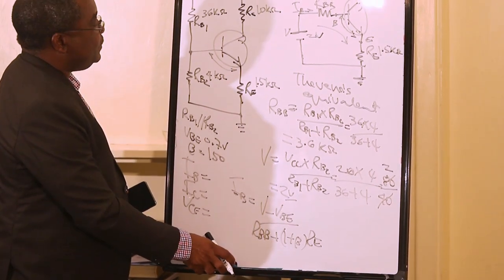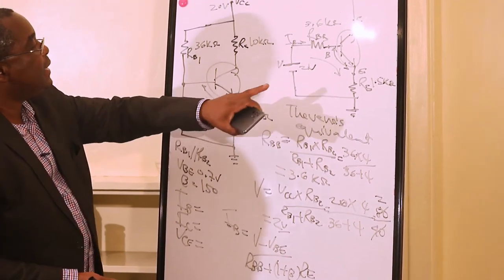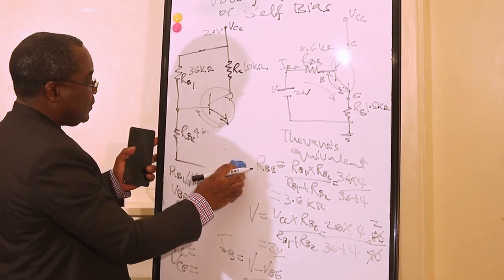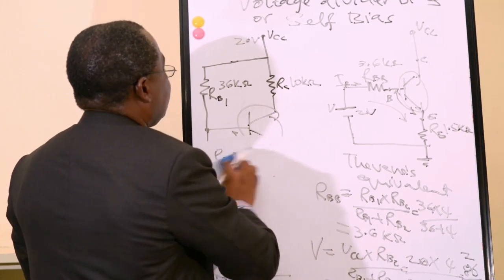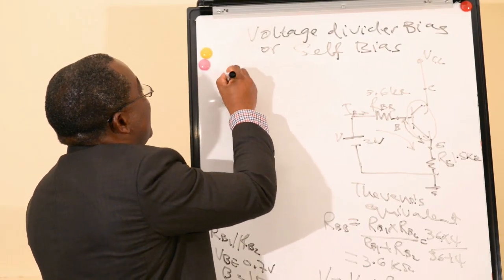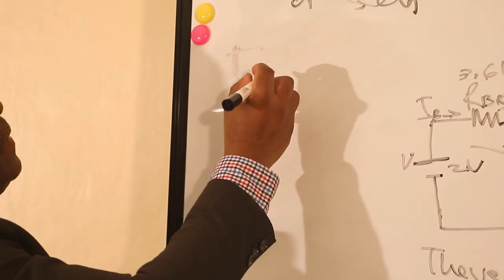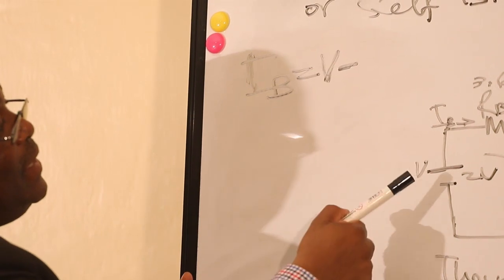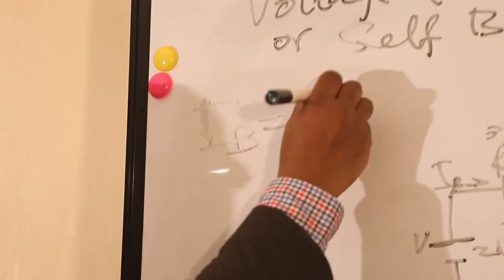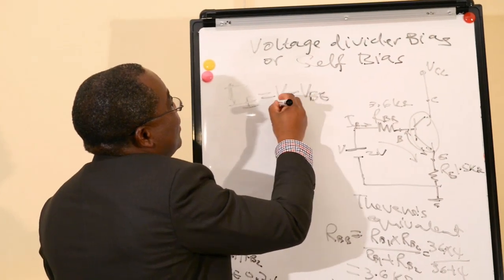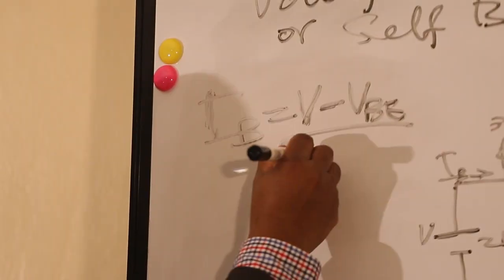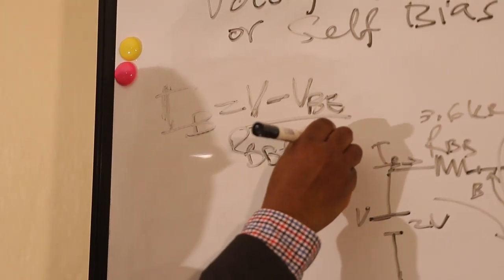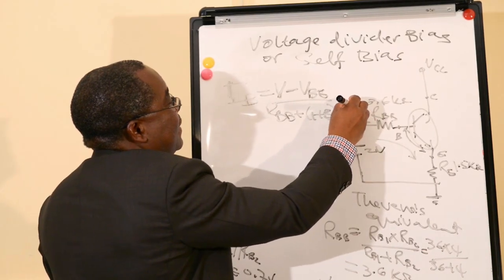Since we have already our Thevenin equivalent here, we'll use this one. Then I'll remove this so that I can have a space for having a formula for IB equals V, which is voltage here, minus VBE over RBB plus (1 plus beta) RE.